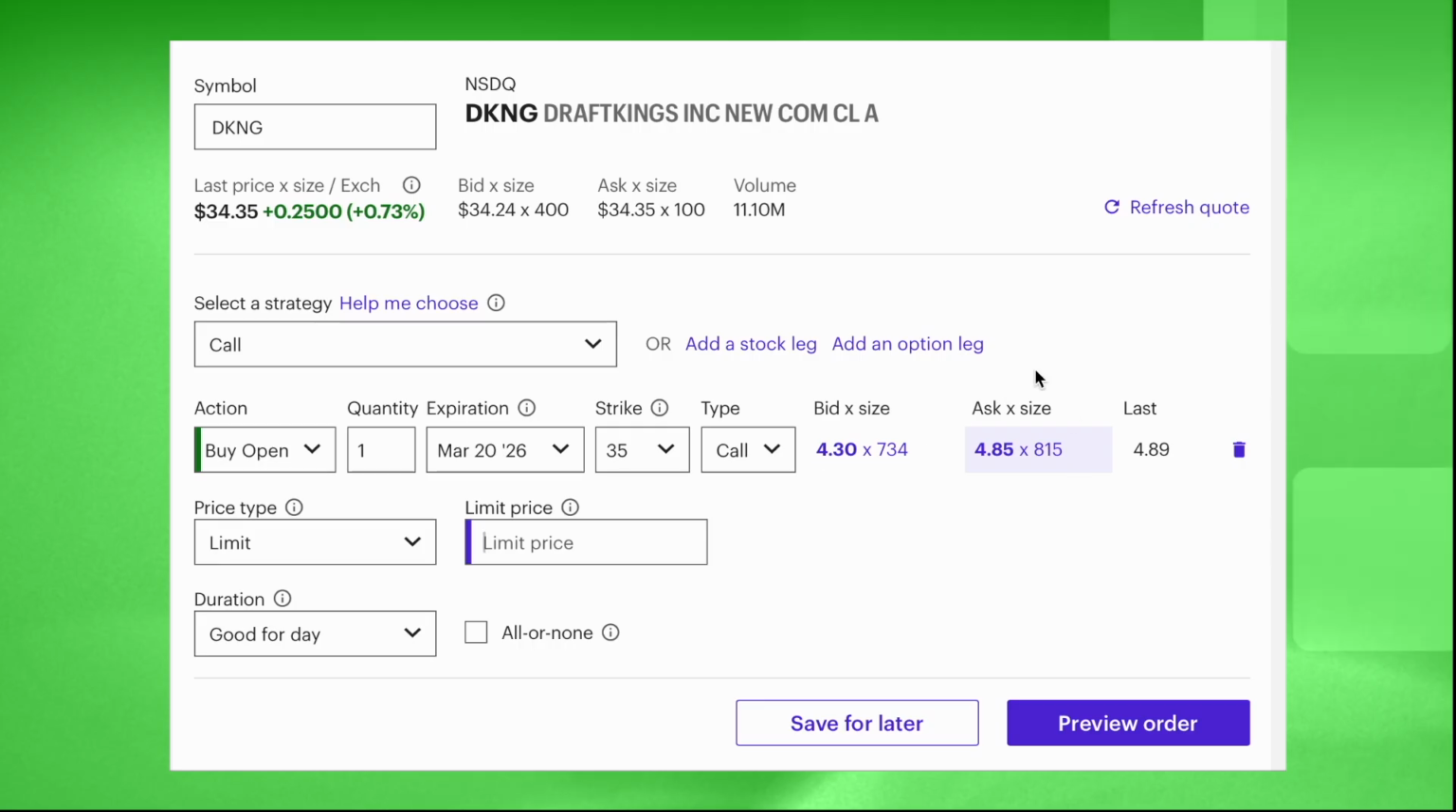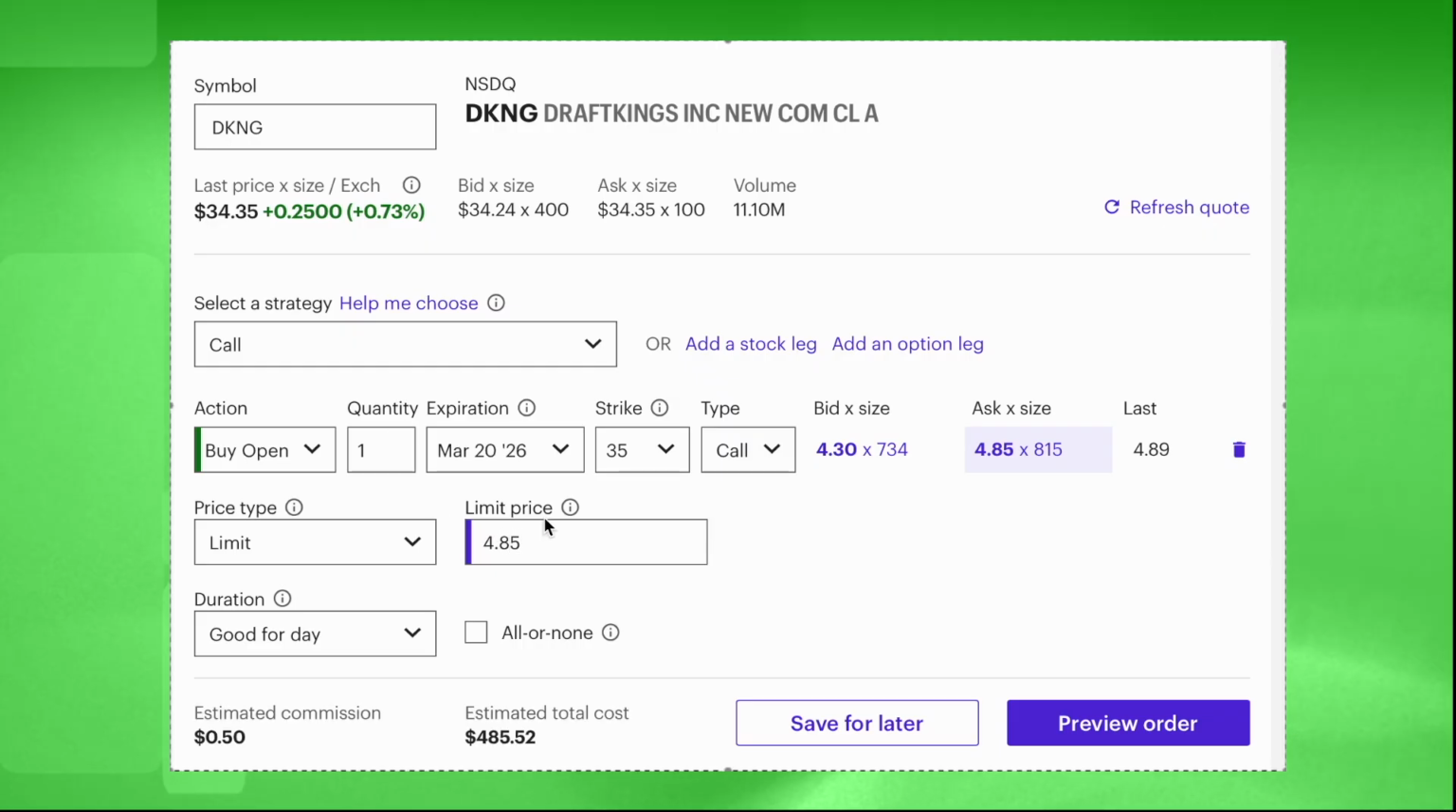The asking price is $4.85, and the bid is $4.30. And remember what I said, you're most likely going to get the asking price. So we will enter $4.85, and that's for one contract. And remember that it's times 100. So the total is $485 for one contract, which is worth 100 shares.